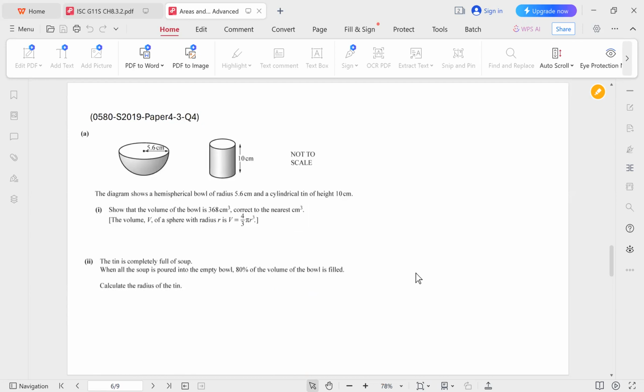The diagram shows a hemispherical ball of radius 5.6 and a cylindrical tin of height 10. Show that the volume of the ball is 368 centimeters cubed, correct to the nearest centimeter cubed. So this is a ball, which is basically half of a ball, half of a circular ball. So if you have a ball or a sphere, this would be half of this sphere. The volume of a sphere is 4 over 3 pi r cubed.